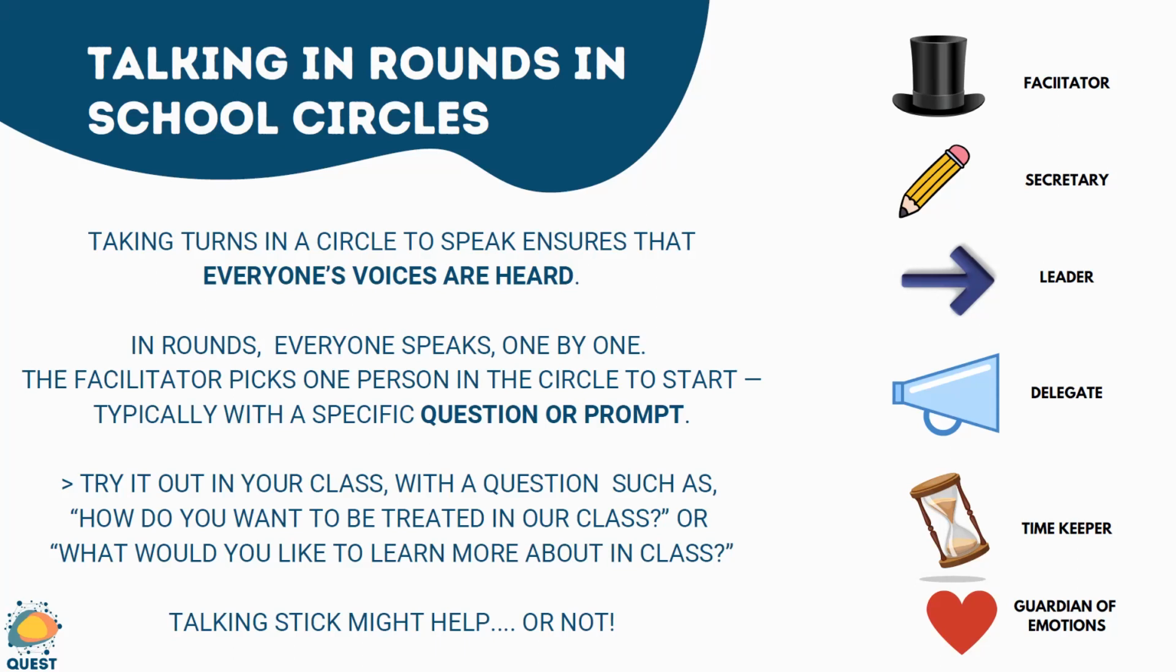Two other roles that I really like to add in a circle are the timekeeper, the person that takes care of the time, and the guardian of emotion, which is a person that takes care that everyone feels well in the circle. Sometimes it's the facilitator that does this role, but I think it's really important to divide these two if we have enough people in the circle, so that the facilitator doesn't have too many things to do.